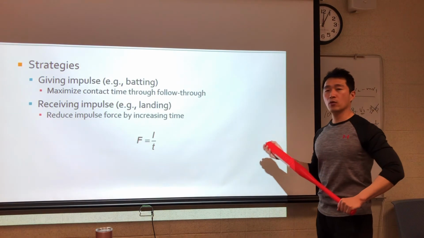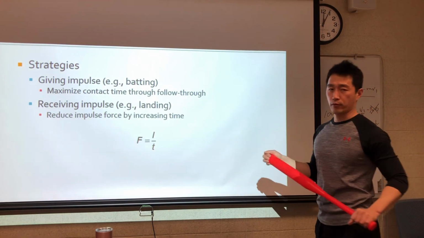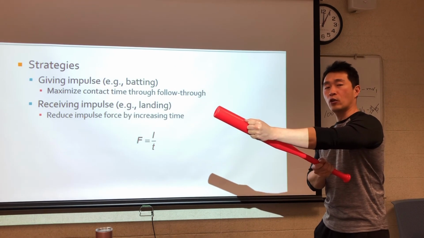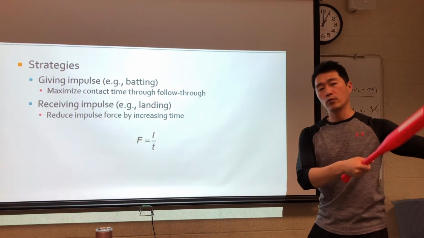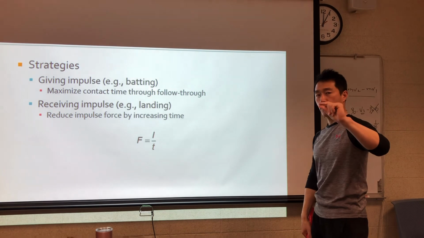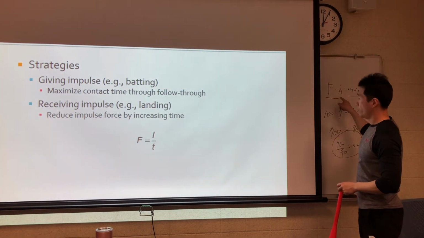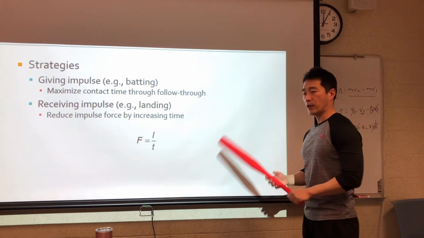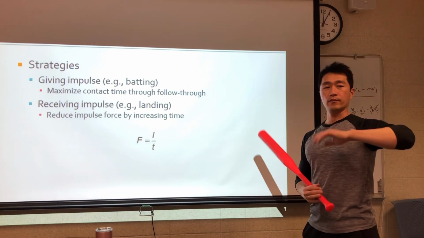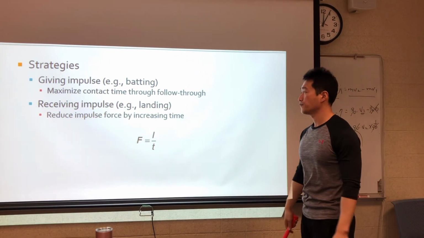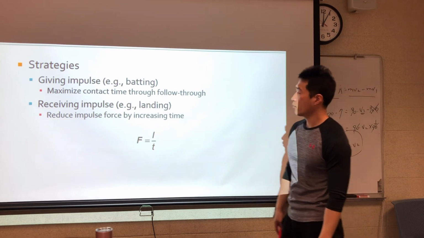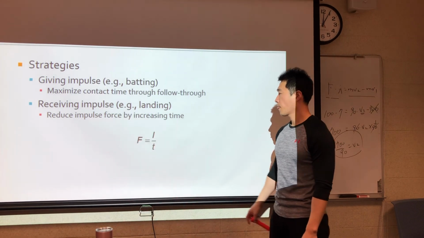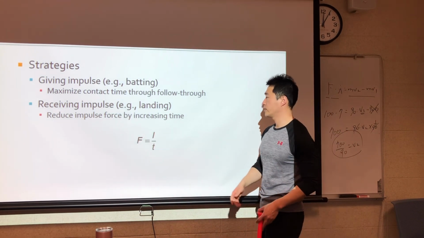What if you don't do any follow-through after you contact the ball? You just stop. You are not doing any follow-through motion. Which means you're going to have a very short contact time, which will decrease your impulse. Then you cannot hit the ball that far. And then sometimes, when receiving impulse, you have to reduce impulse by increasing the time.